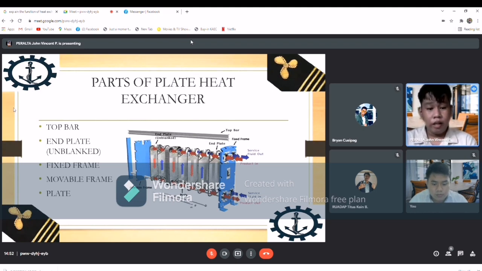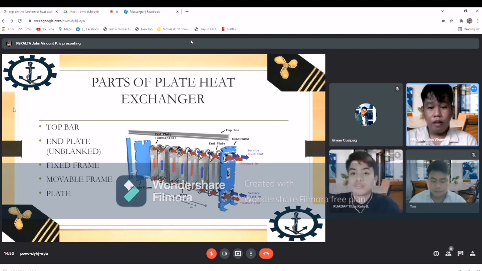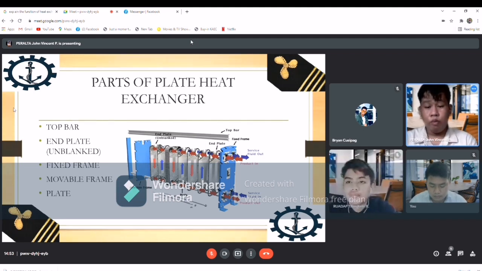Next is the movable frame, the opposite of our fixed frame. So this frame can move because it has its purpose. So the last part is the plate. The plate is the part of the heat exchanger which, as you can see in the picture, our heat exchanger is composed of. So this plate is where the fluid passes and the heat transfer happens.